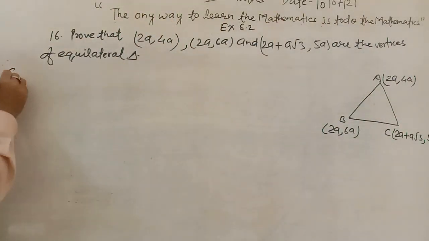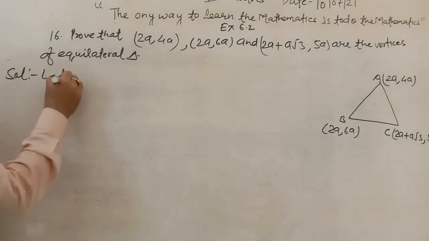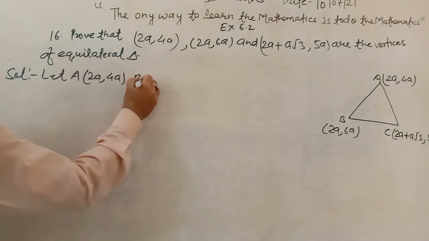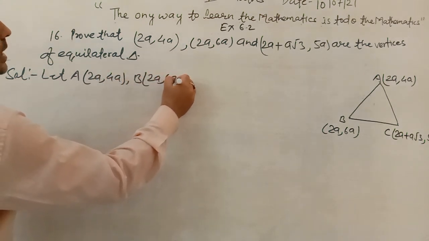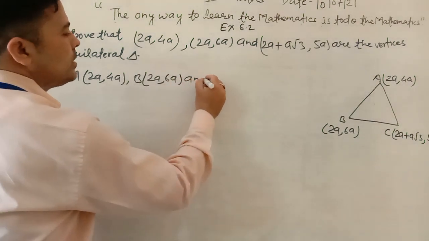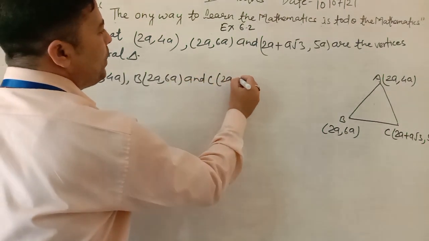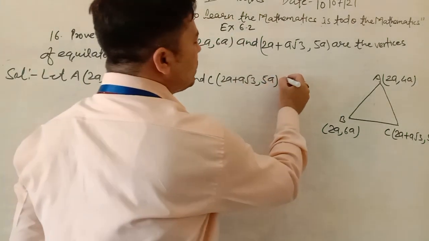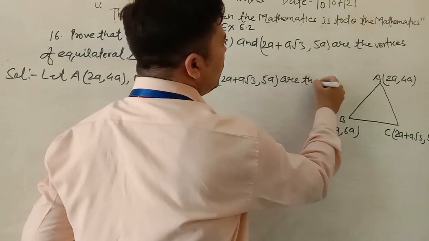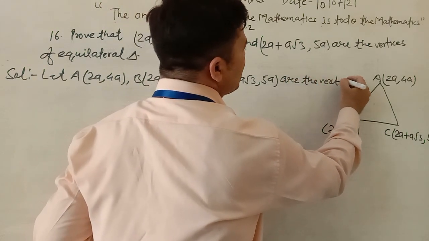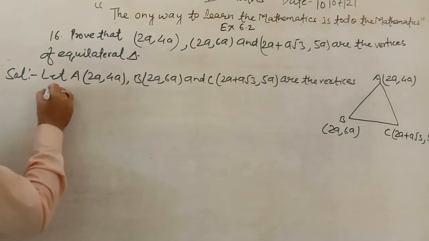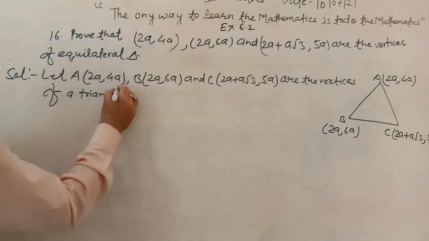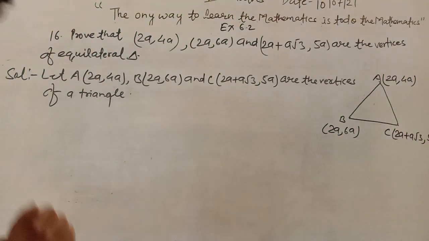So firstly in the solution, we need to let these points be A (2a, 4a), B (2a, 6a) and C (2a + a√3, 5a), which are the vertices of a triangle.